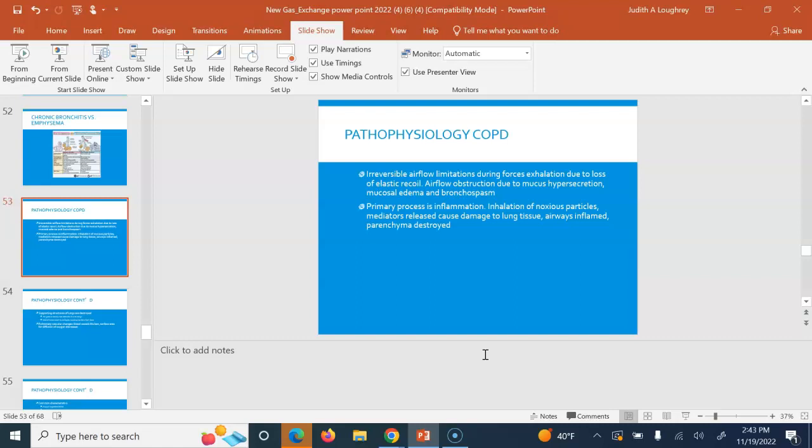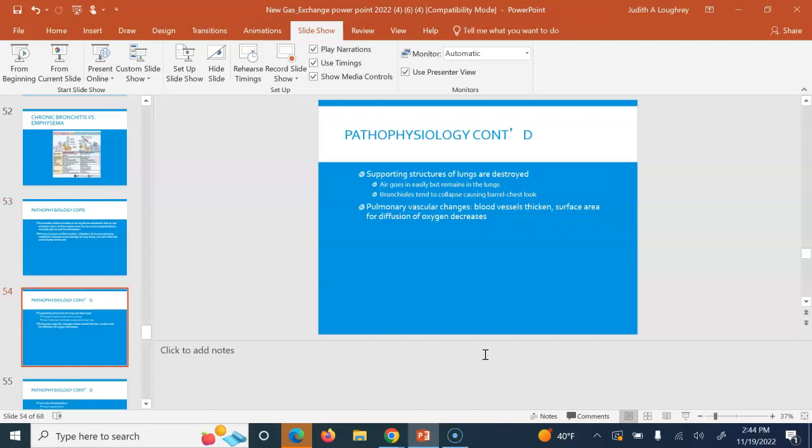The pathophysiology of COPD: there is irreversible airflow limitation during forced exhalation due to loss of elastic recoil. There's airflow obstruction due to mucus hypersecretion, mucosal edema, and bronchospasm. The primary process is inflammation. There's an inhalation of noxious particles. Mediators released cause damage to the lung tissue. Airways can become inflamed, and the parenchyma becomes destroyed. The supporting structures of the lungs are also destroyed.